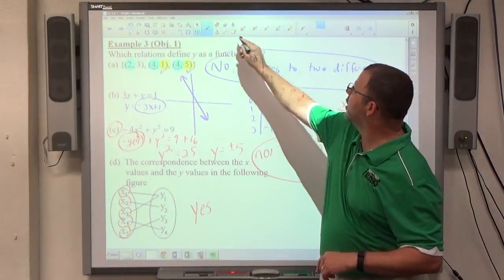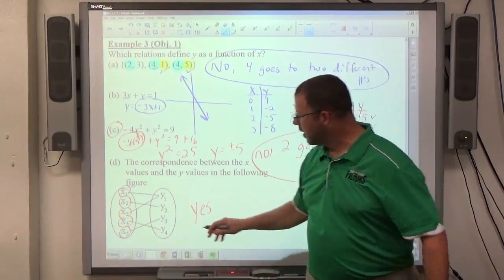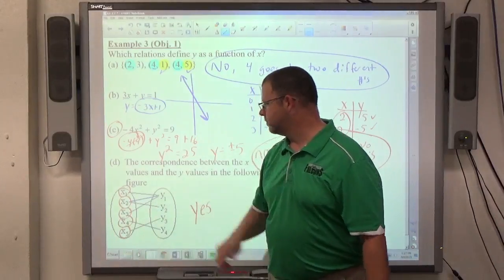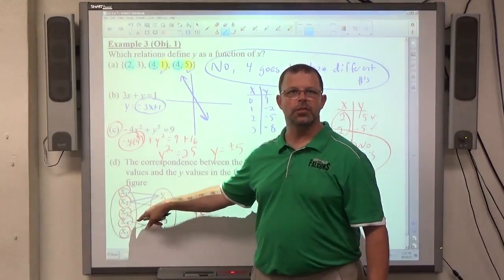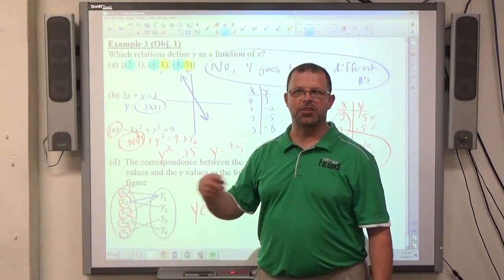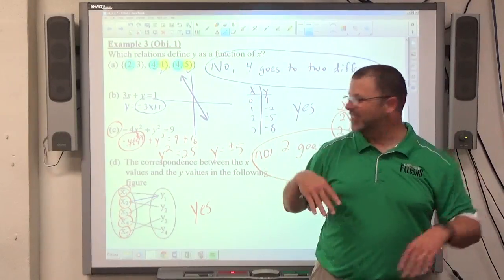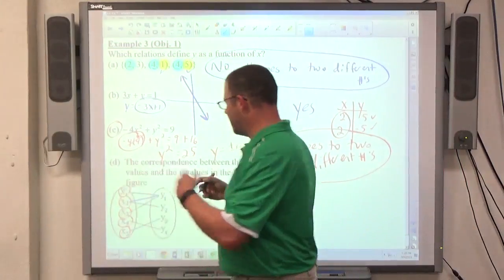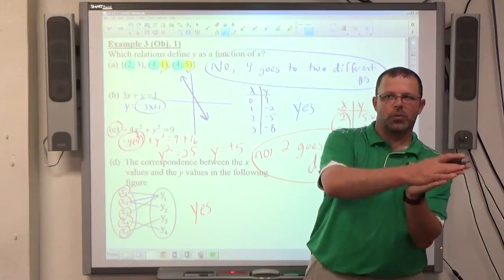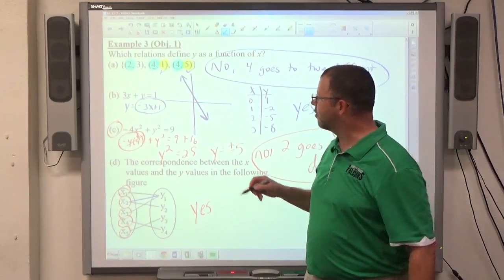What would make it look like a no, in case you're interested? This would make it a no. Now x2 is going to 2 things. I'd say no because x2 is going to 2 things. I mean, as far as the reason, that's the reason. It's just an x value goes to more than 1 y value. That is what makes it not a function every time.